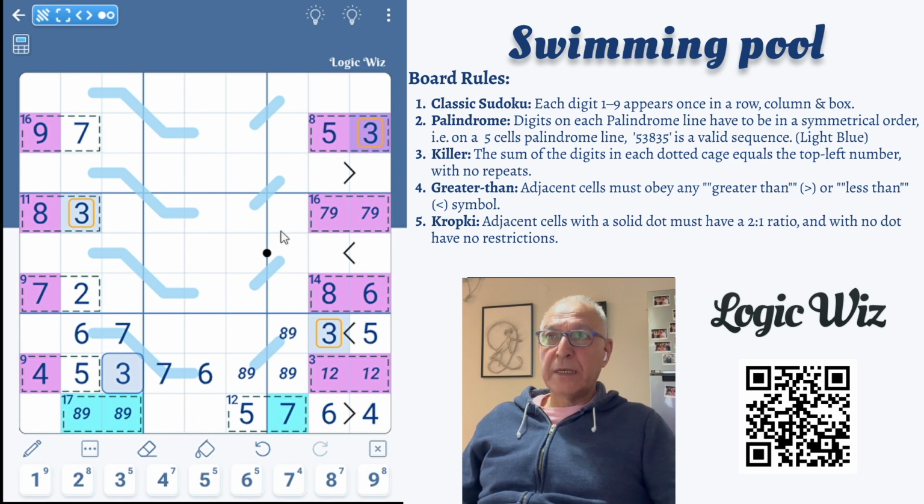Okay, well, 7 can go here. It must be here. It cannot be on this side of the crooked dot because it cannot be twice any digit, and no digit can be twice 7. Therefore, 7 can go here. This one is a 7.